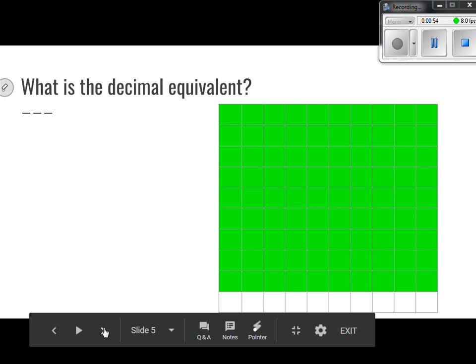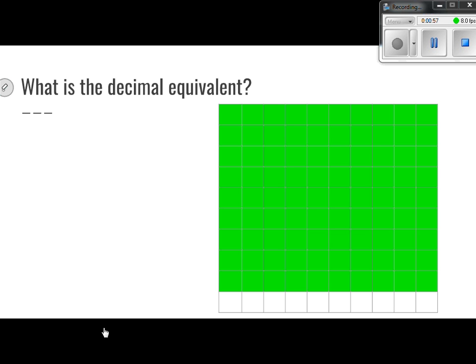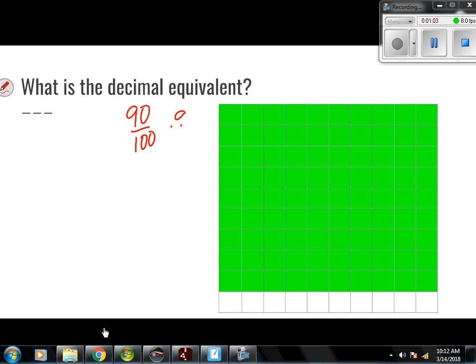Let's look at this one. This is also a 100 grid. How many do we have shaded in? 90 out of how many? 100. 90 out of 100, or 90 hundredths.